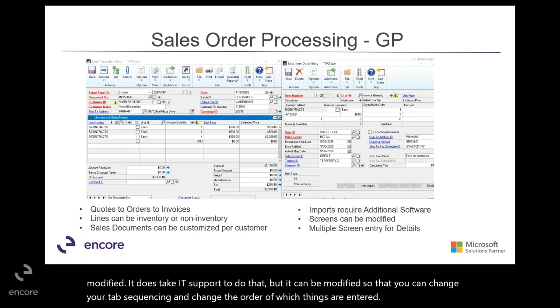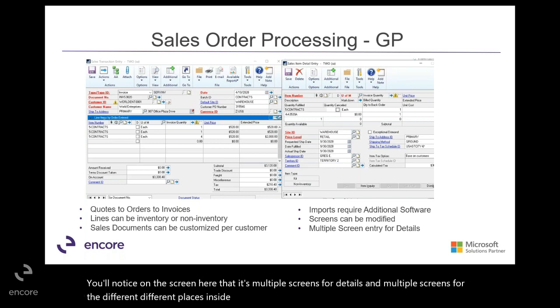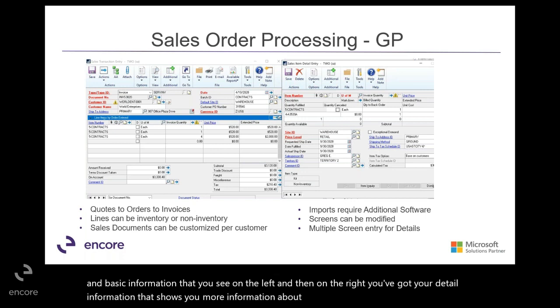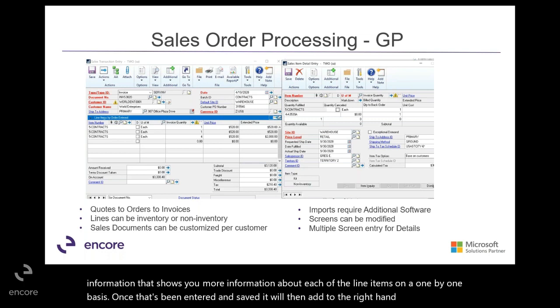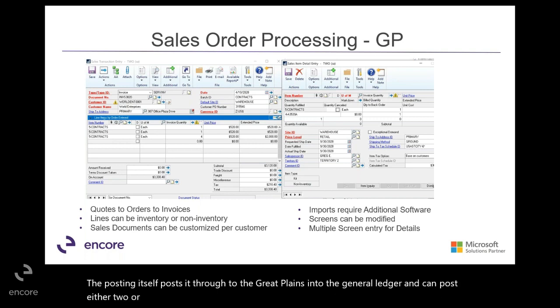You'll notice on the screen here that there are multiple screens for details and multiple screens for the different places inside GP. GP works on a multi-screen basis. We have our header and basic information that you see on the left, and then on the right you've got your detail information that shows you more information about each of the line items on a one-by-one basis. Once that's been entered and saved, it will then add to the right-hand screen. The posting itself posts through to the general ledger and can post either to or through the GL so that it becomes fully functional inside your chart of accounts.